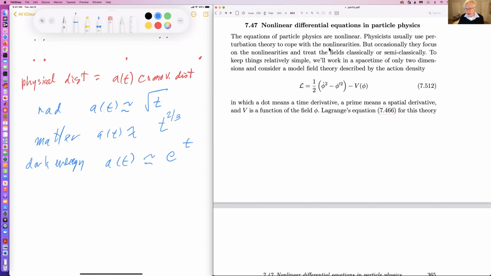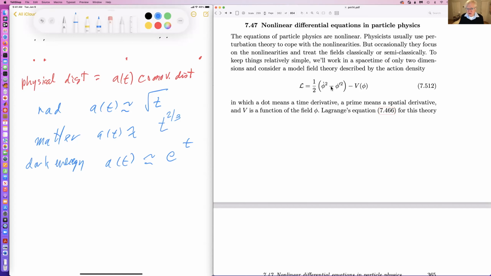Physicists normally use perturbation theory or numerical analysis to cope with the nonlinearities. Sometimes they treat the field classically and then deal with the nonlinearity, but of course the nonlinearity itself is not trivial. And so just to show an example, suppose we work in a space-time of just 2 dimensions, and we have a model field theory that looks like this. This is the action density for 2 dimensions, or you can think of it as 4 dimensions, but nothing depends upon the other 2 space dimensions.